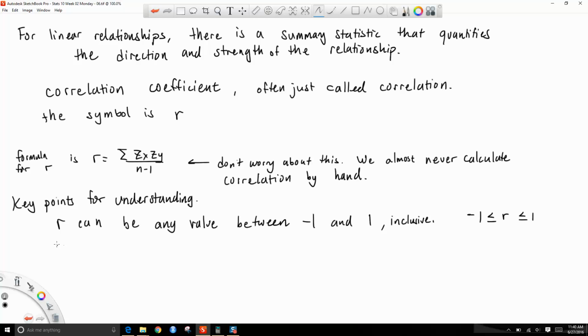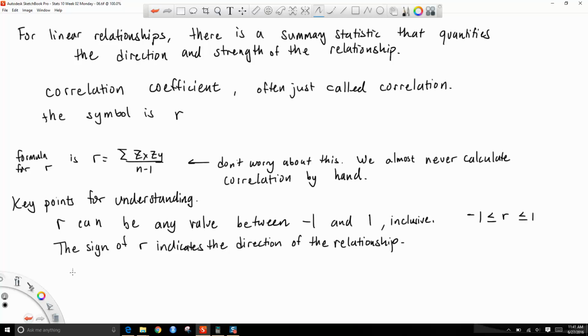The sign of R indicates the direction of the relationship. So if R is positive, then the direction of the relationship is positive. And if R is negative, the direction of the relationship is negative. So that's pretty straightforward. And what does it mean to have a positive relationship? Large x goes with large y, small x goes with small y. We can talk about some examples here.